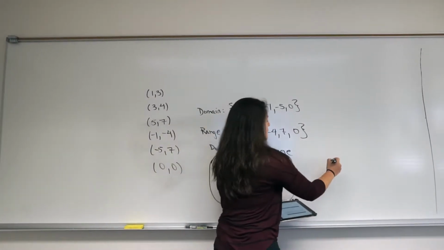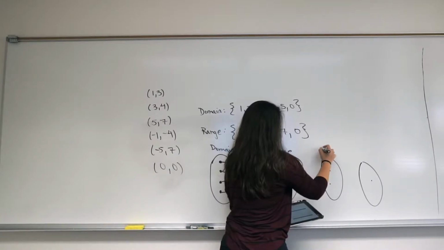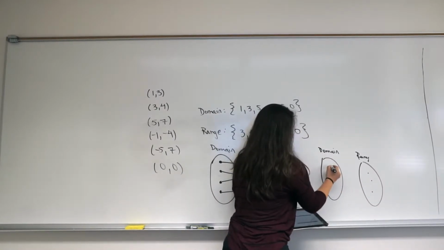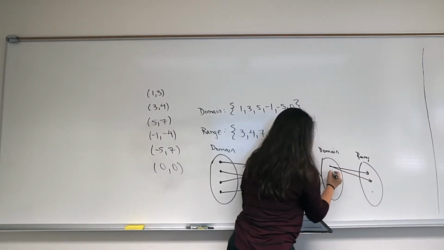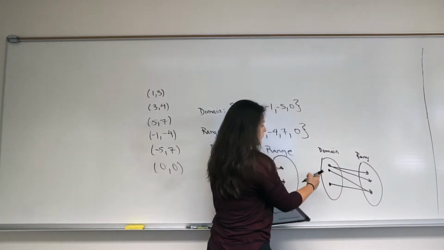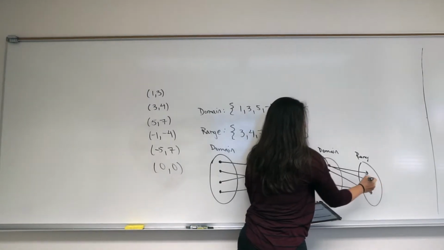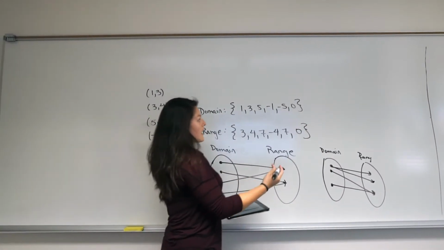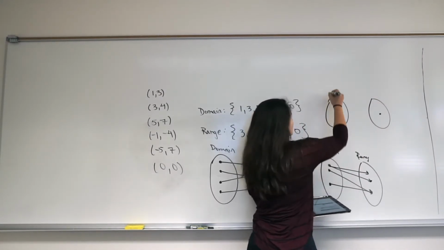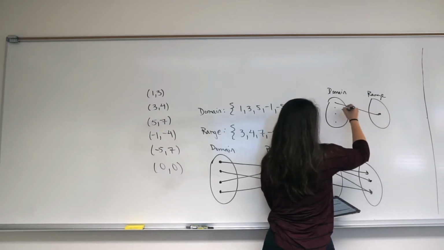But now if I gave you something like this, now we have a problem here, and this is no longer a function because you can see here this element in the domain goes to 2 different elements in the range. But we can have multiple elements in the domain going to a single element in the range, like this.